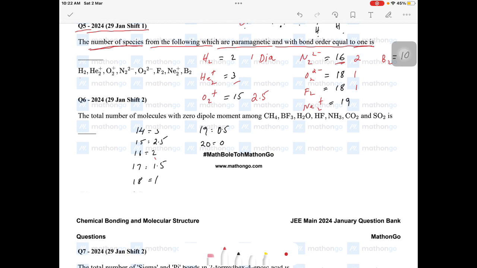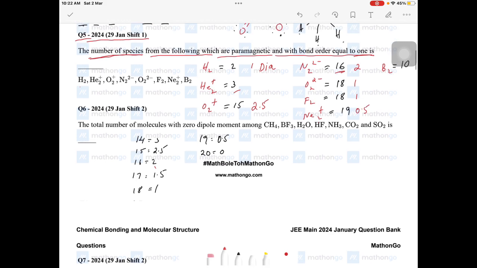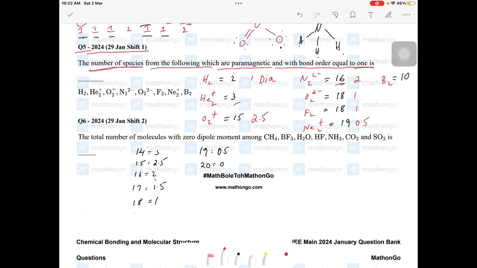Next, Ne2 plus has 19 electrons, bond order 0.5. B2 plus has 10 electrons, so 13 gives 2.5, 12 gives 2, 11 gives 1.5, and 10 means bond order 1. But with an even number of electrons, there is a possibility of diamagnetism. Next, He plus, bond order 1.5.